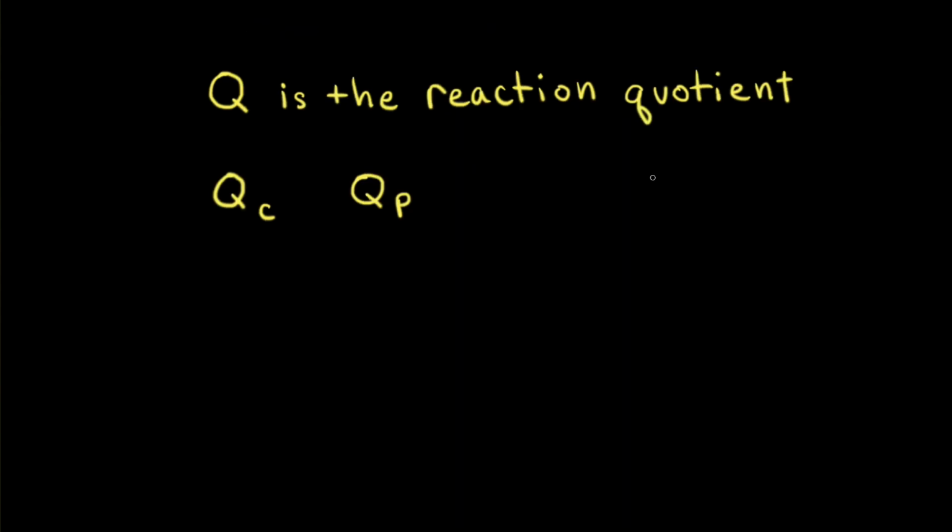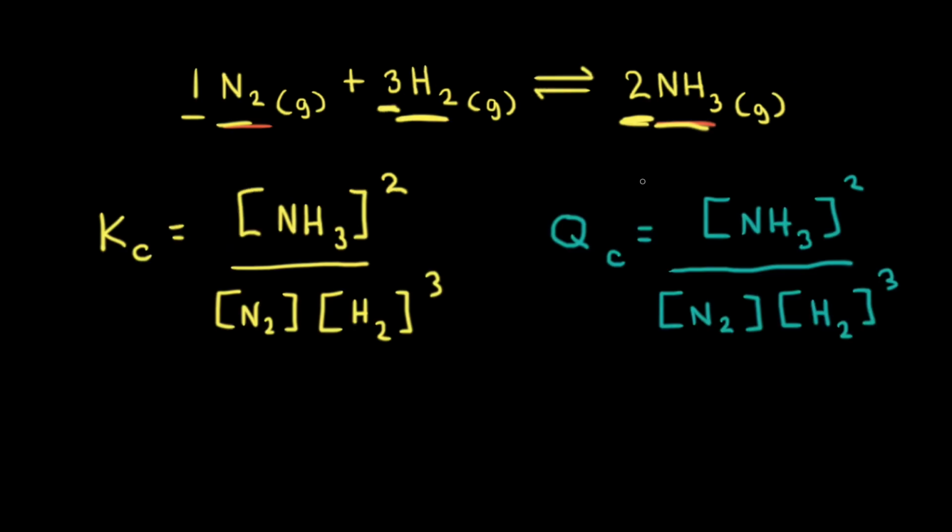Finally, let's talk about the reaction quotient, which is symbolized by the letter Q. A Q expression has the same form as an equilibrium constant expression, and Q tells us the relative concentrations of reactants and products at any moment in time. And just like we could write a Kc or a Kp expression, we could write a Qc or a Qp expression. Let's go back to our reaction for the synthesis of ammonia from nitrogen gas and hydrogen gas. Notice how the Qc expression has the same form as the Kc expression.